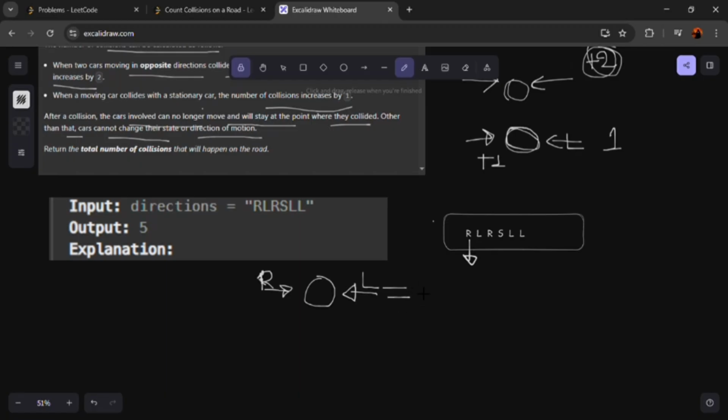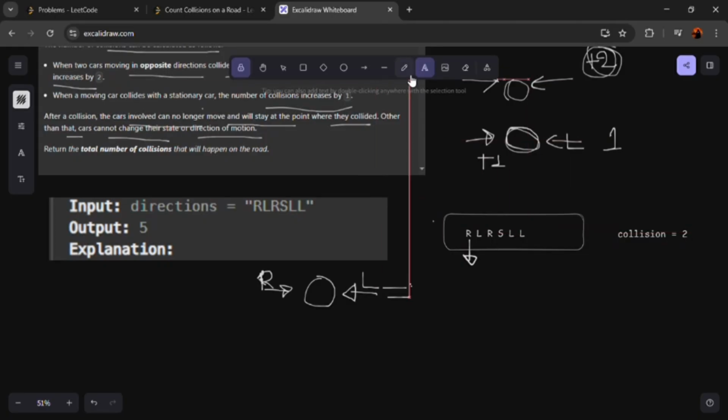So these cars collided. When these collided, the collision count will be 2. Why 2? Because in the question it is given that if the cars are in opposite directions, if the car is not a stationary car, then the collision count will be 2. So that's why the count is 2.